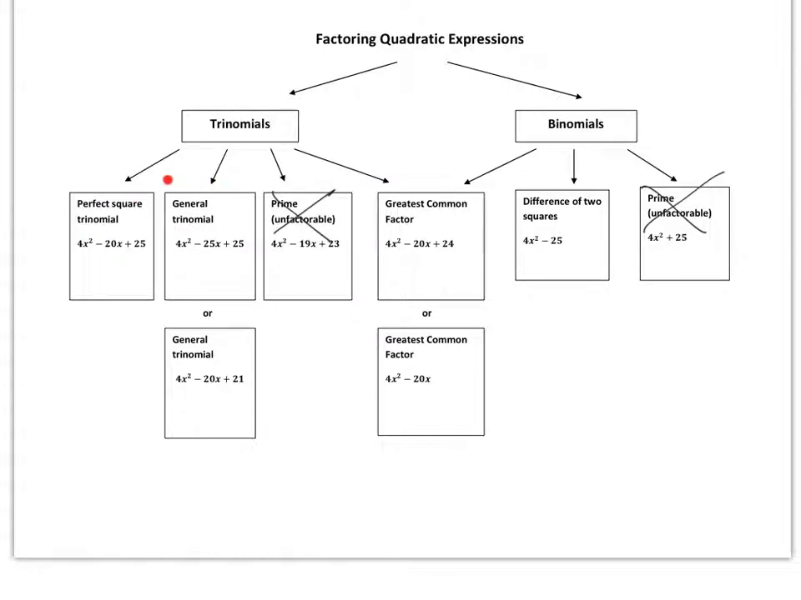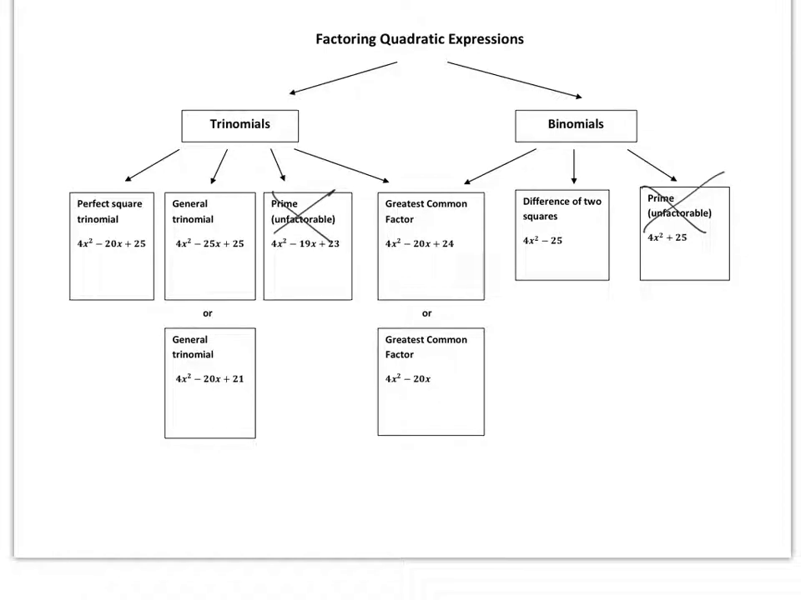Perfect square trinomial, general trinomial, difference of two squares, and greatest common factor, which works both for trinomials and binomials. Speaking of which, this is the very first decision you need to make. Does your expression have a trinomial or binomial? Once you're clear with this, let's look at each specific group. If you're extremely lucky, then you have this first case, perfect square trinomial. Perfect doesn't come often, so yes, it's a lucky case.